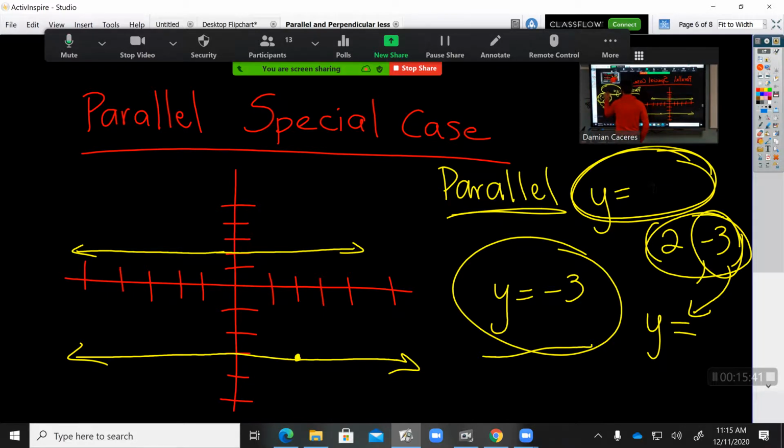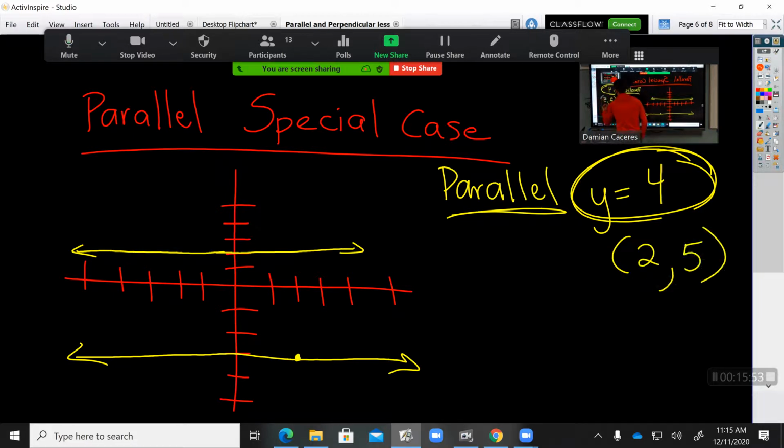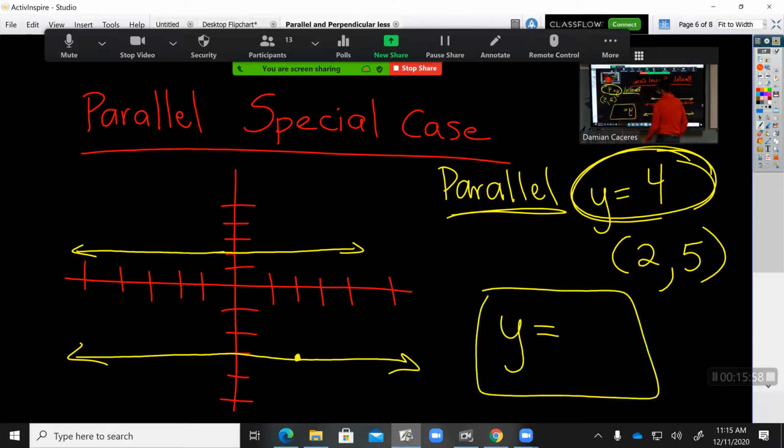So just to make sure we understand this, if I change the parent equation to y equals 4, and I tell you I want the parallel one that goes through (2, 5), what is my new equation? No work. You don't need to do work. Just y equals 5. That's it. That's the y value, so it has to be the number. Very good. Any questions on this one?